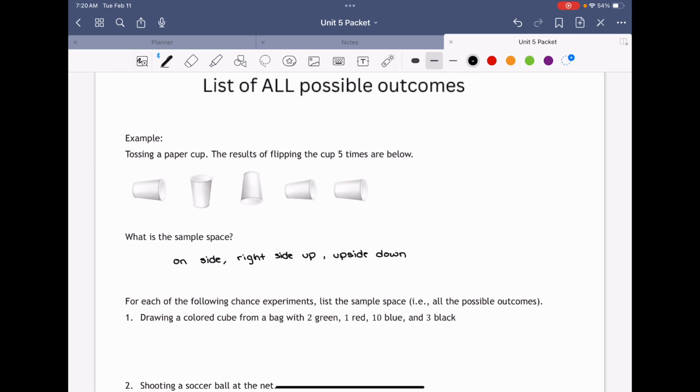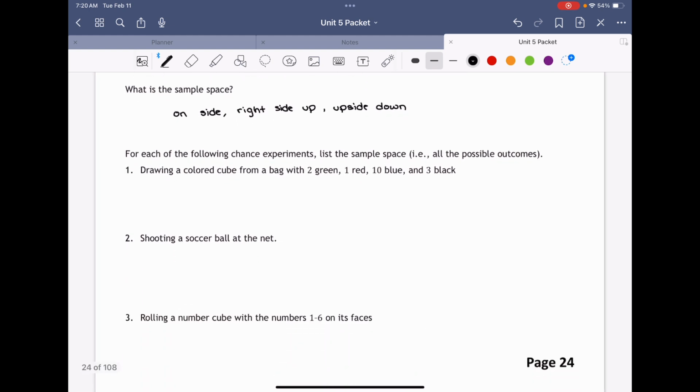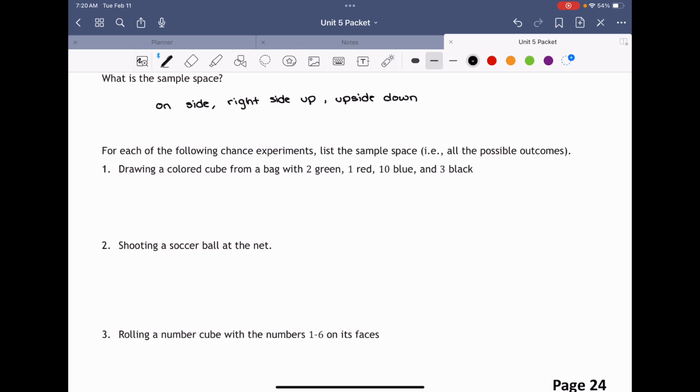So let's take a look at some different scenarios. So it says, for each of the following chance experiments, list the sample space or all the possible outcomes. So first one's drawing a colored cube from a bag that has 2 green, 1 red, 10 blue, and 3 black. So I'm going to state that this is the sample space. And then I'm just going to write my options. I have green, red, blue, and black.